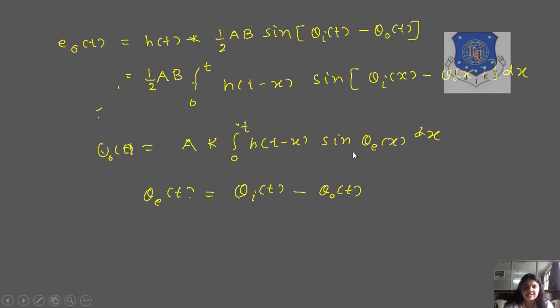So theta_e(t) is the phase error. It is equal to theta_i(t) minus theta_0(t). So this is the equation for the loop filter, and in that we have taken the block diagram, and for that block diagram of the PLL design, the equation is this. We can also say that the loop filter that we are designing has the response H(s) and the gain AK.